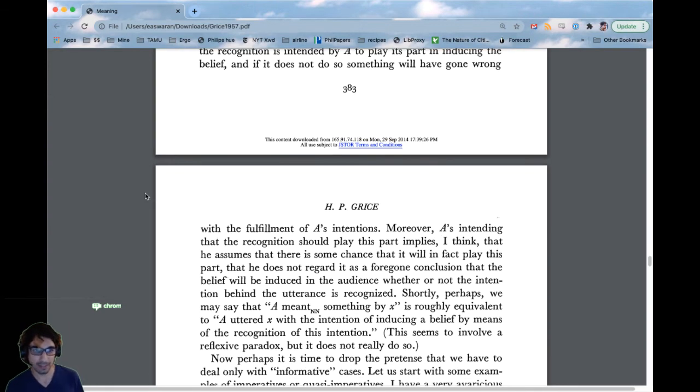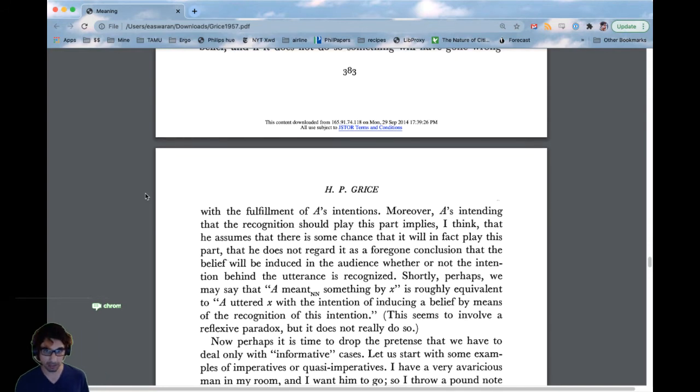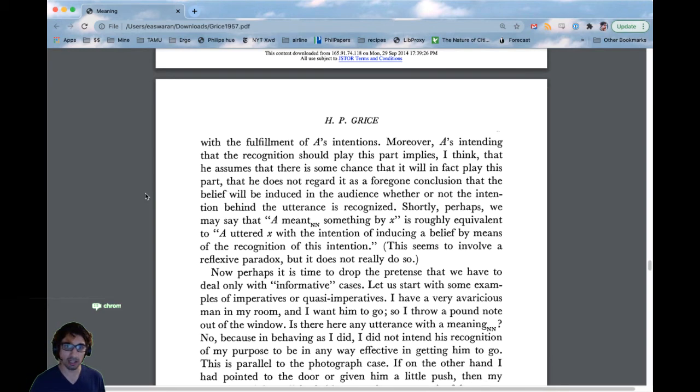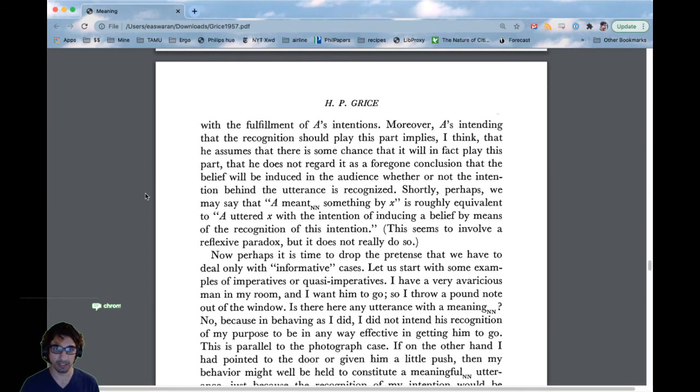Moreover, A's intending that the recognition should play this part implies, I think, that he assumes that there is some chance that it will in fact play this part, that he does not regard it as a foregone conclusion that the belief will be induced in the audience, whether or not the intention behind the utterance is recognized. Shortly, perhaps, we may say, A meant something by X is roughly equivalent to A uttered X with the intention of inducing a belief by means of the recognition of this intention.